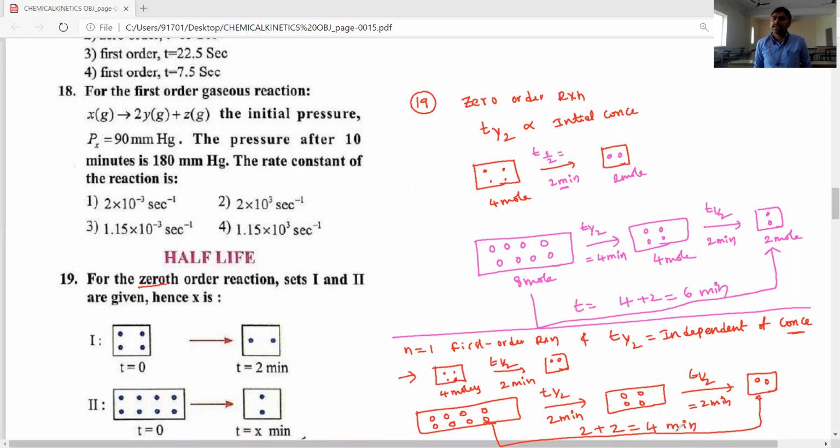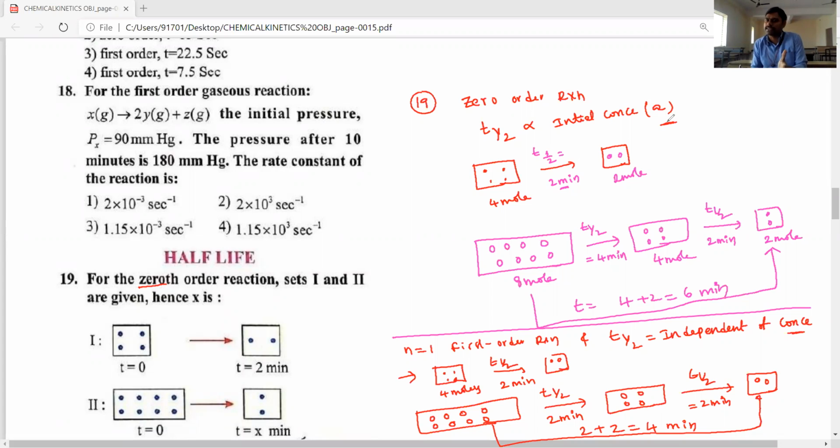That's why K is equal to 0.693 by T half, which means T half is independent of the initial concentration. But for a zero order reaction, T half is directly proportional to the initial concentration. That's why if the initial concentration increases, its half-life value will increase. If the initial concentration decreases, the half-life will decrease.